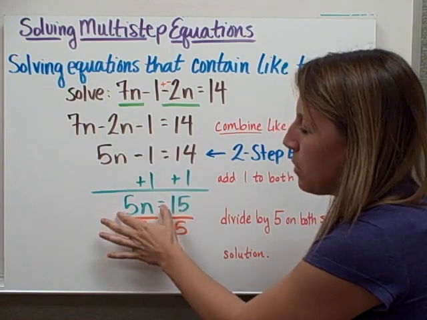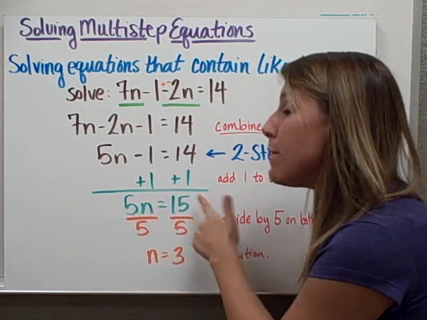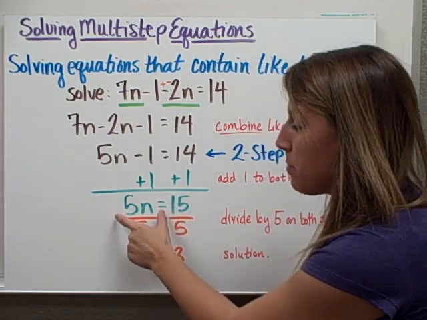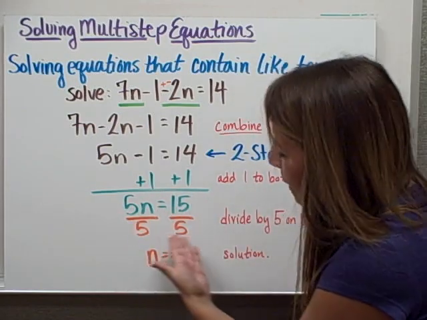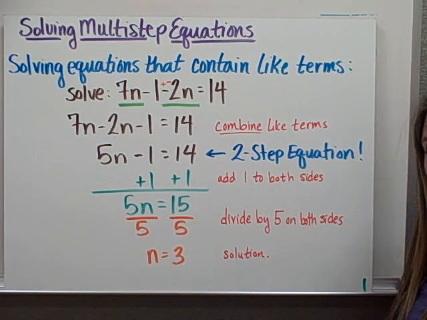This leaves me with 5n equals 15. Now 5 times n is 15. The opposite of multiplication is division. I divide by 5 on both sides, and my solution is n equals 3.